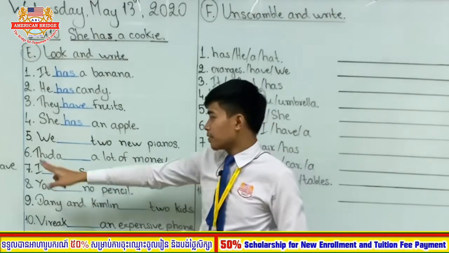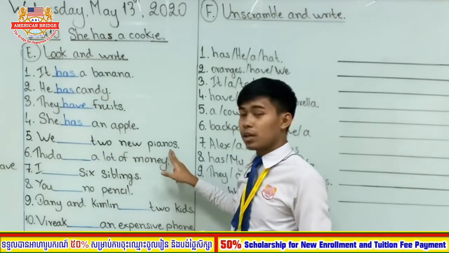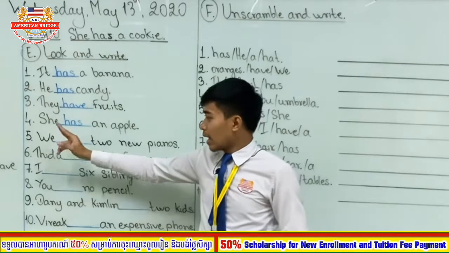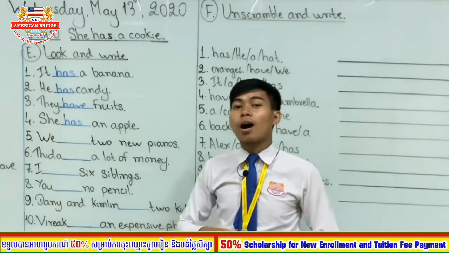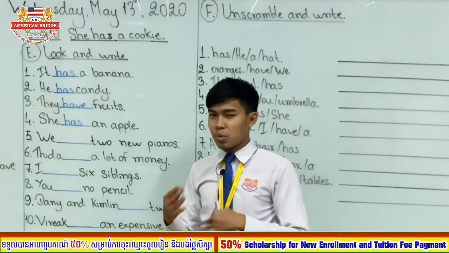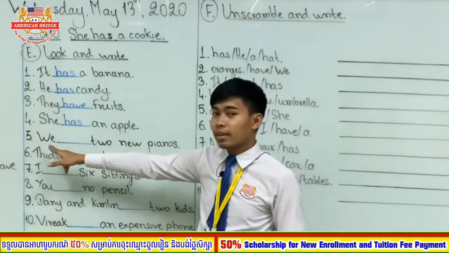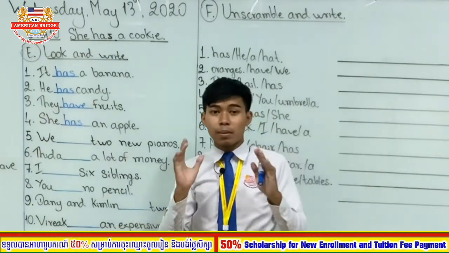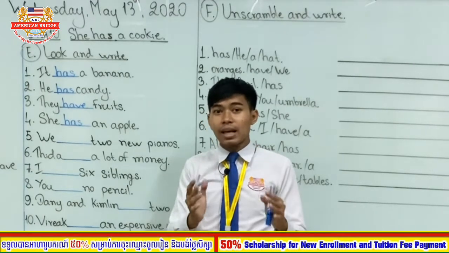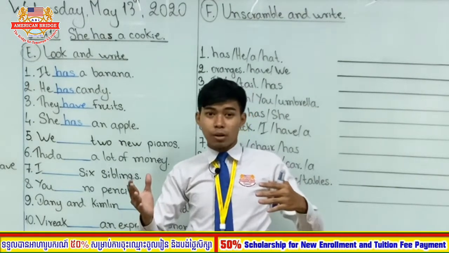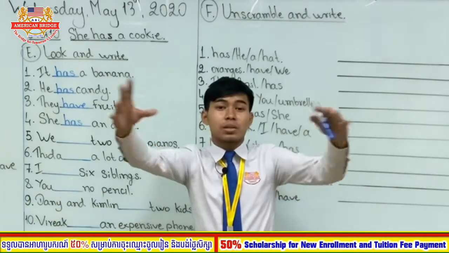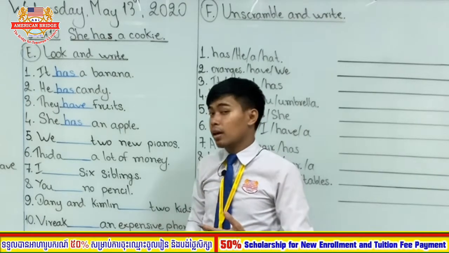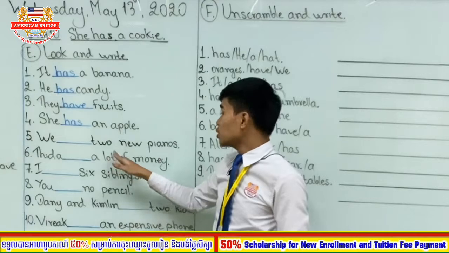Let's go to number 5. We blank 2 new pianos. You know pianos, right? And here, what is your answer? Have or has? The answer is, we use we with have, because we, there are a lot of people, we mean us. So if we are learning in class, if we say we, it means we are talking about a teacher and the students. So there are a lot of people, so that's why we is plural. And when it is plural, we have to use with what? With have. We have 2 new pianos.